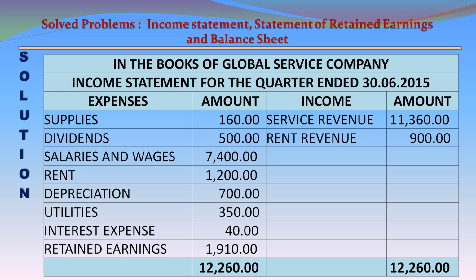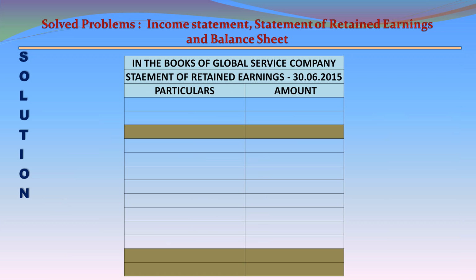When we balance the account, there is a difference of 1,910. It is retained earnings. Total expenses including retained earnings is 12,260. Total income is 12,260. In the books of Global Service Company, statement of retained earnings 30th June 2015, particulars amount.